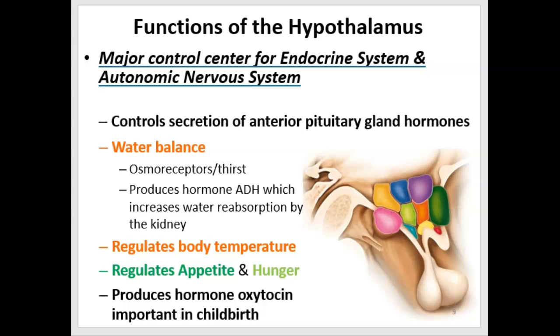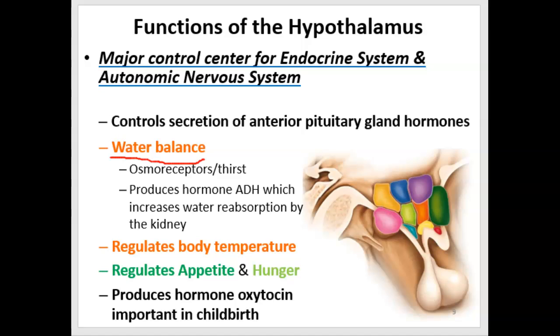And there's a nucleus in the hypothalamus that actually contains osmoreceptors and stimulates thirst. In another case, there's a nucleus of neurons that secrete a hormone called antidiuretic hormone, and that increases water resorption by the kidney. So a primary function of the hypothalamus is indeed water balance.